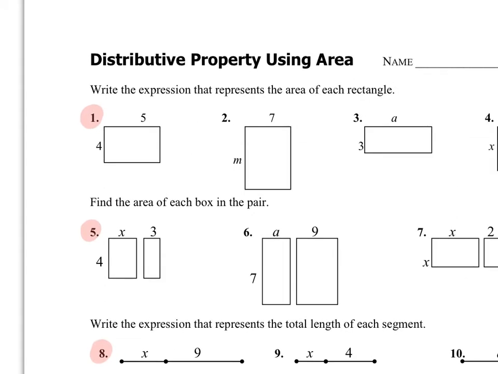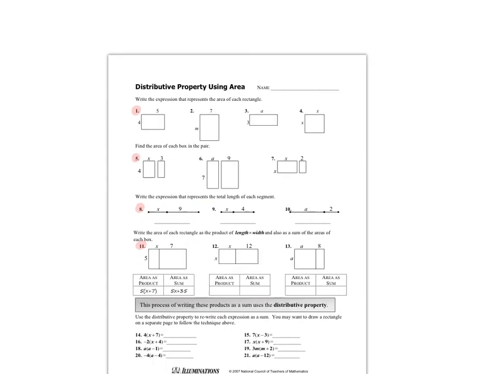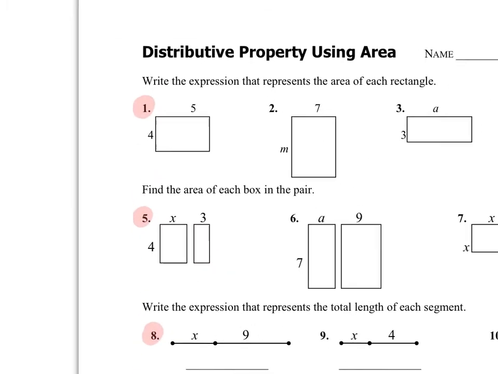Number 1, let's read the instructions. So this is called distributive property using area. You do not have to print this sheet. You never have to print anything for distance learning. You can just write your answers down on a separate piece of paper.